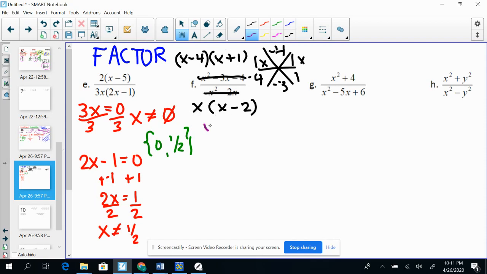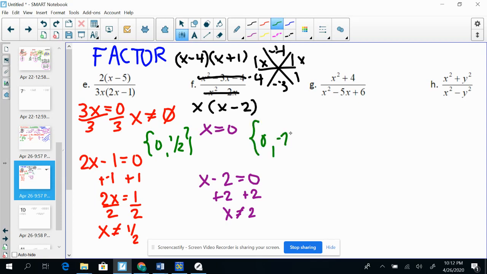So now we're just going to set x equal to 0 and x minus 2 equals 0. Pause your video. Find out what your restricted values are. All right, so the first one was pretty simple. x can't equal 0. And x cannot equal 2. So your restricted values for this guy are going to be 0 and positive 2. So 0 and positive 2 are the excluded values, extraneous solutions, or restricted values.